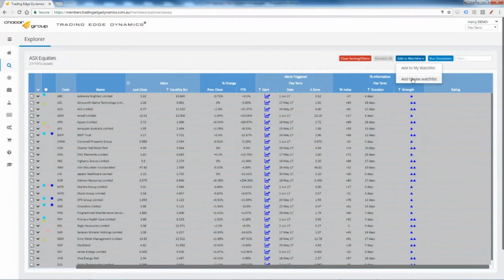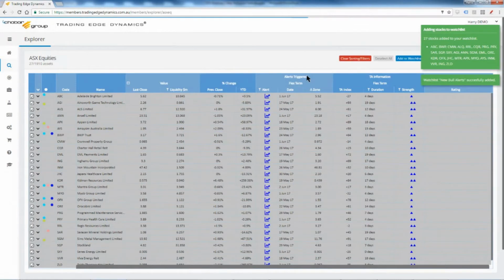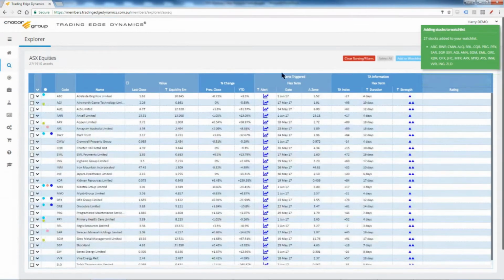Add to a new watch list, not to my watch list, and we can name this new alerts. Okay, here we go, it's there, and we can add that. So that's how easy it is to create a watch list with the stocks that you filter.